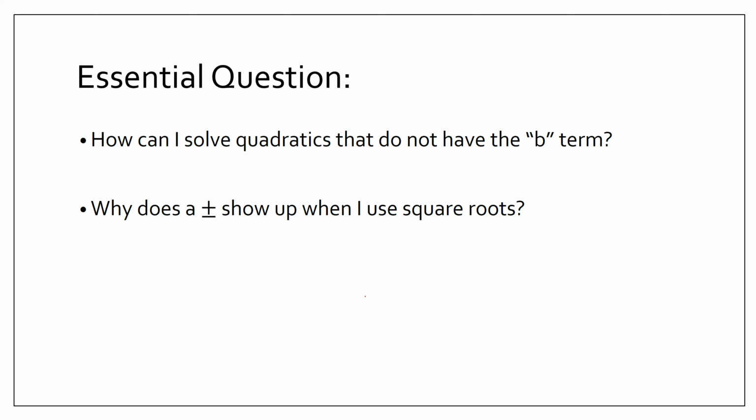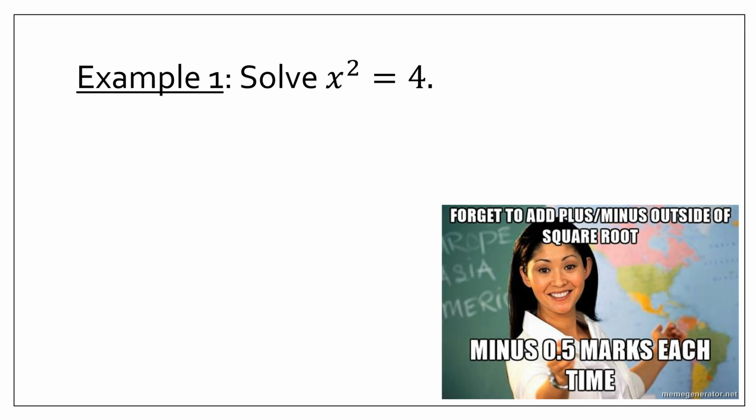How can I solve the quadratics that do not have the b term? We'll talk about what that means, but I think you might have an idea. Why does a plus or minus sign show up when I use square roots? Let's answer these questions.